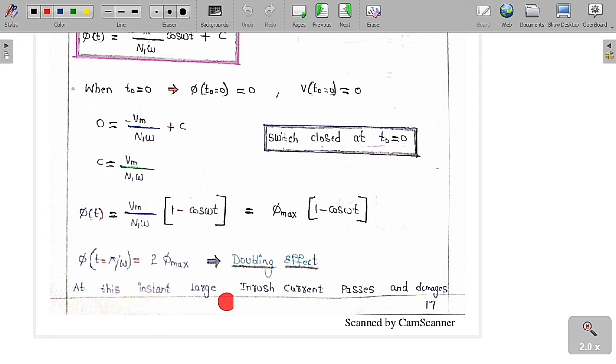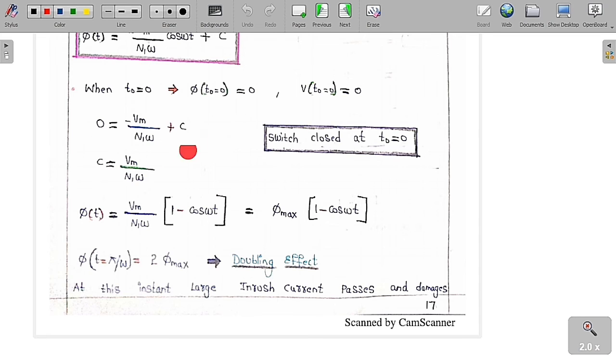At this instant, a large inrush current passes and damages. Because of this doubling effect, a huge amount of inrush or no load current in the transient state is very high, and it is going to damage the windings also. At this instant, a large inrush current passes and it damages the winding of the transformer.